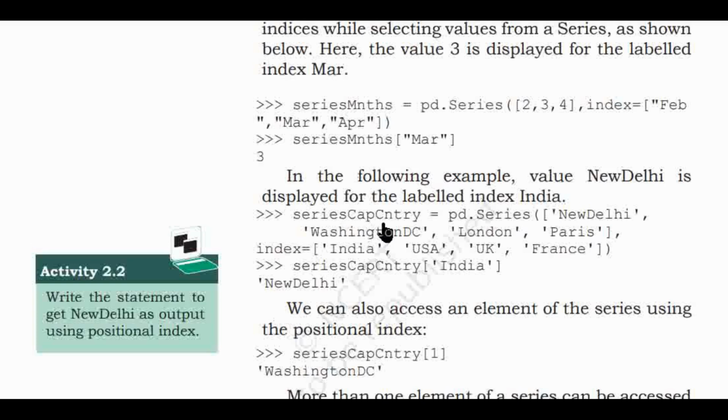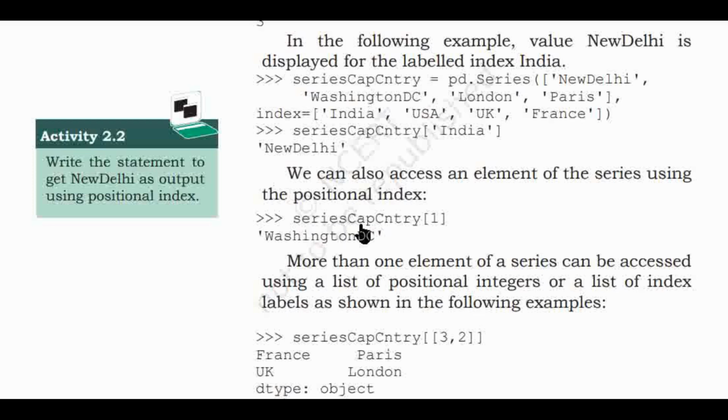seriesCapCountry = pd.Series(['New Delhi','Washington DC','London','Paris'], index=['India','USA','UK','France']). seriesCapCountry['India'] gives New Delhi. We can also access an element of the series using the positional index. seriesCapCountry[1] gives Washington DC.